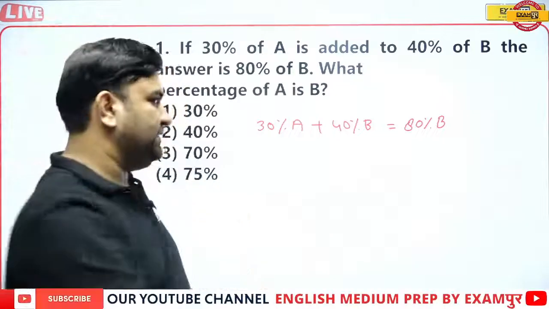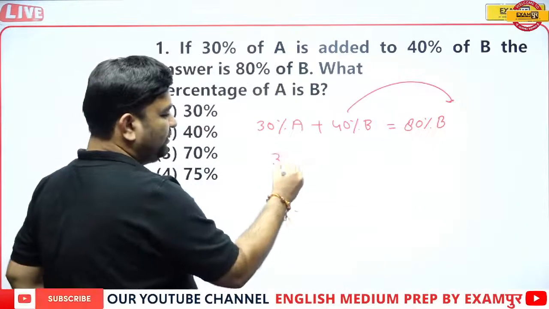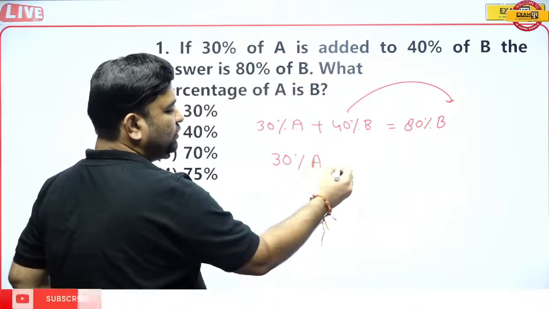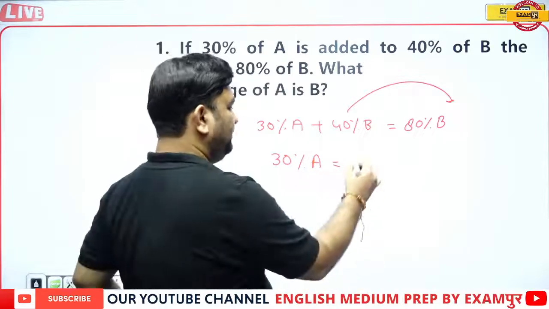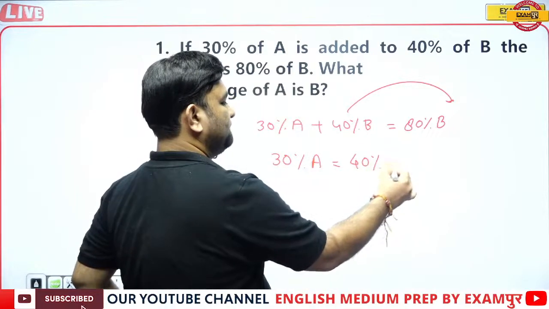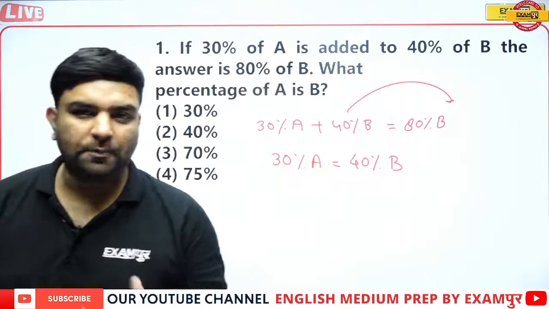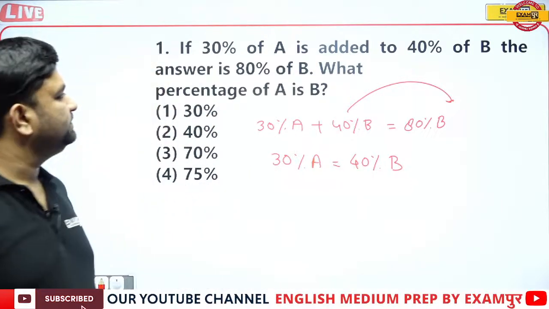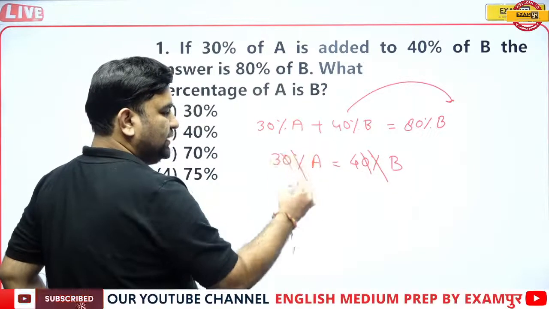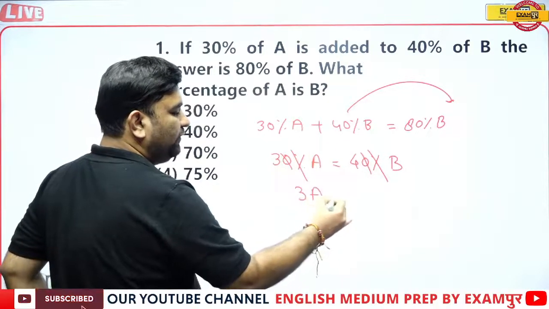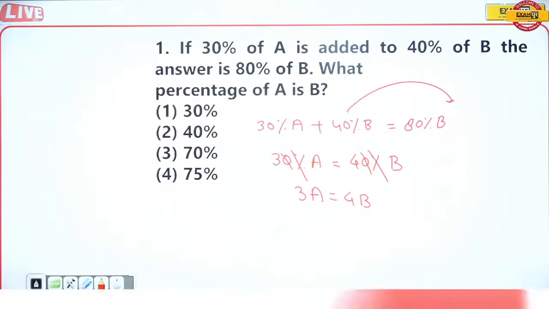Take B on one side. So 30% of A is equal to 80 minus 40, that is 40% of B. 30% of A is equal to 40% of B. Percentage will get cancelled out, 0 will cancel out. That is 3A is equal to 4B.